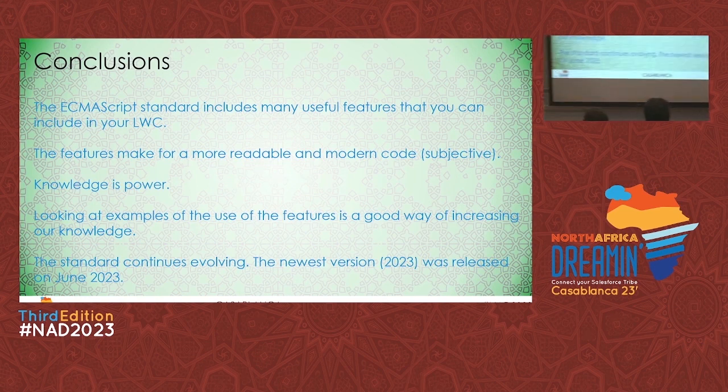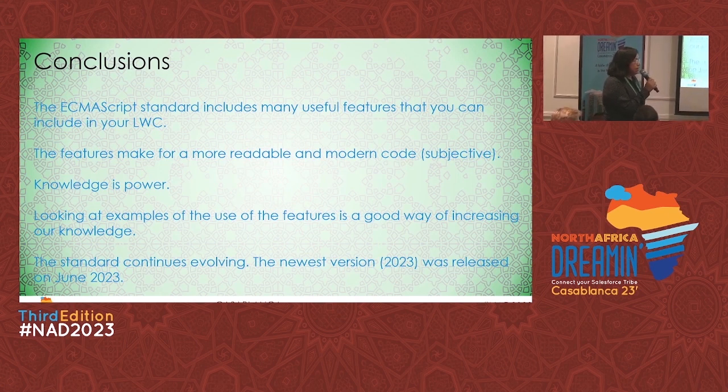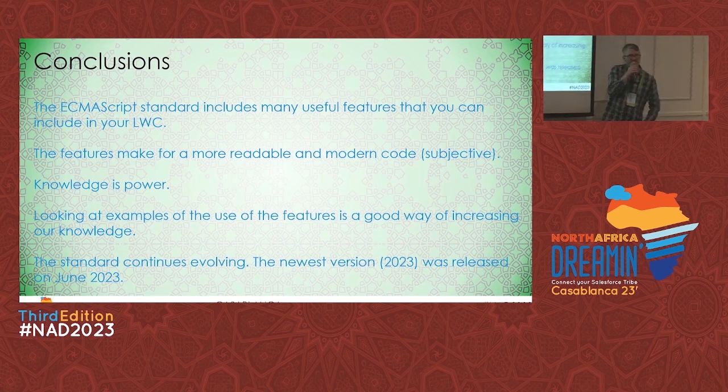The second one would be that the features make for more readable and modern code, which might be subjective. Some of you might say, well, why would I replace something that is very clear in a for loop with a reduce that is super hard to read? But that's the importance of this, that you can decide when to use what according to your context and to your team. It's a real cliche to say, but knowledge is power in any kind of software development.